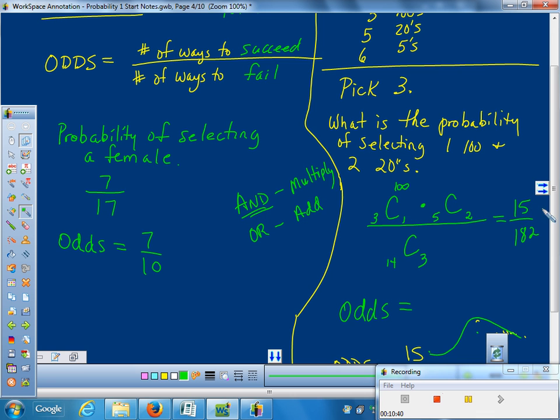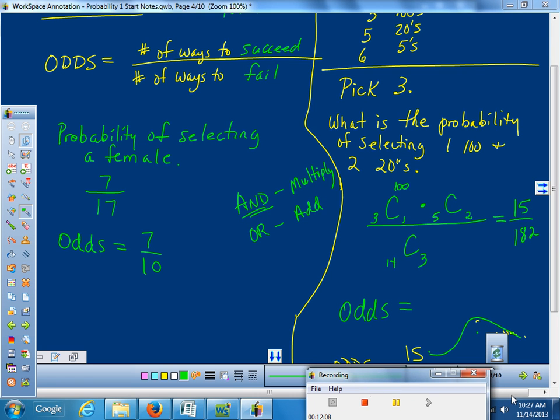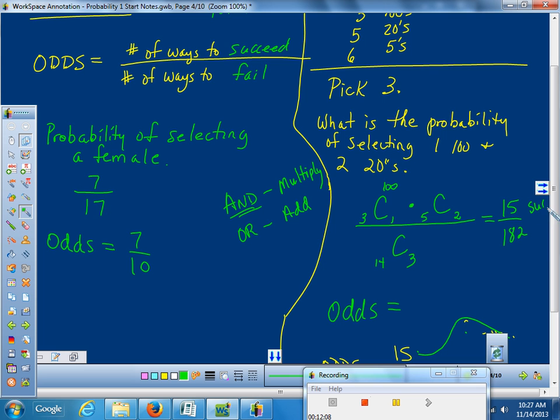If this is successes over total, odds is successes over failures. And the failure is the opposite of the success. So if there's 15 ways to succeed, how many ways were there to fail? 182 minus 15 would be 167. So that's how you get odds. You just subtract. 15 over 167.